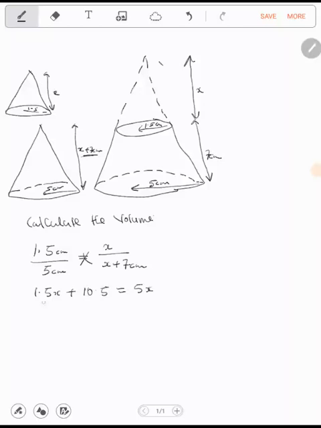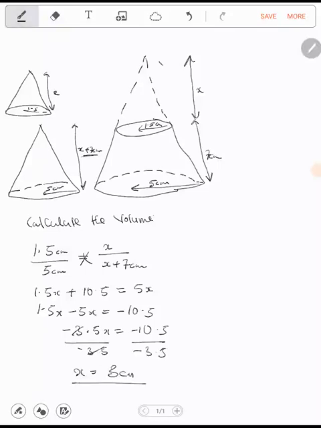I now have to collect the like terms. 1.5x will come to the other side, this will be minus 5, equal to, and this will go the other side, becoming negative 10.5. I'm remaining with 5 minus 1.5, so negative 3.5x equal to negative 10.5. I'll divide by negative 3.5 on both sides. So x is equal to 10.5 divided by 3.5, giving me 3 centimeters. So x is 3 centimeters. Therefore, here I'm having 3 centimeters, and here x plus 7 changes to 10 centimeters.